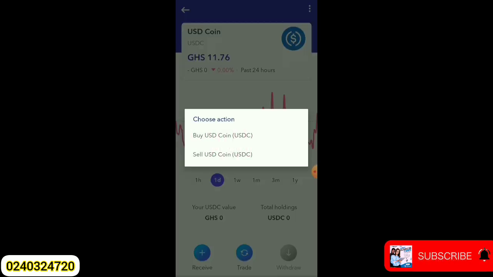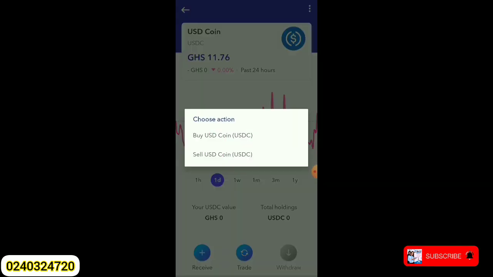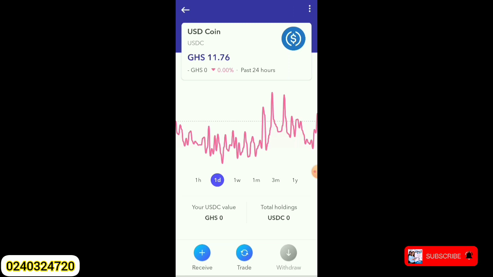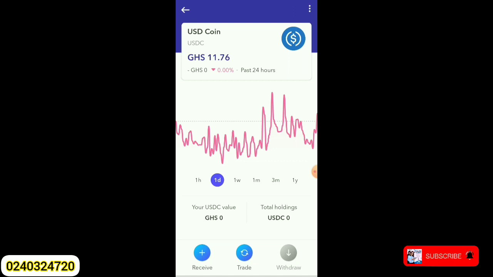After depositing the money in your account, the first thing you have to do is what? Buy the USD coins. If you buy the USD coins, that means you have bought the USDC. The USD will be here, under total holdings, and your USD value will be here. When the money is here and it's increasing, you see that the value is also increasing. I hope you get it.